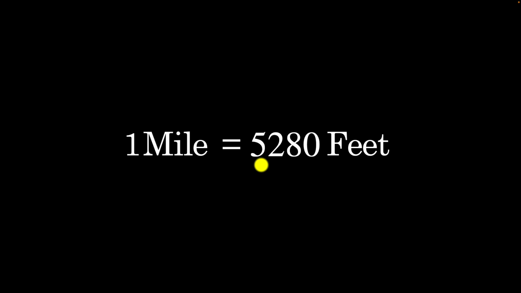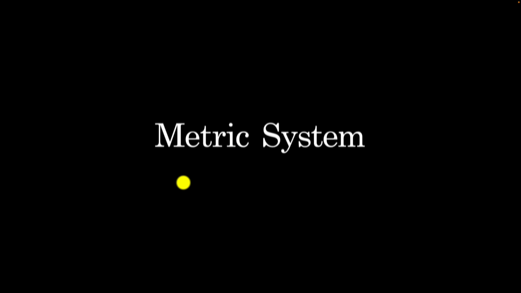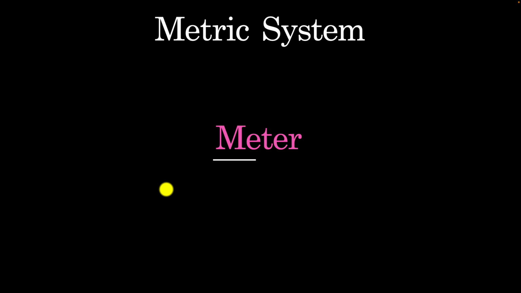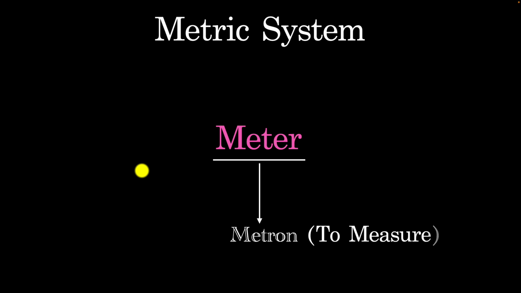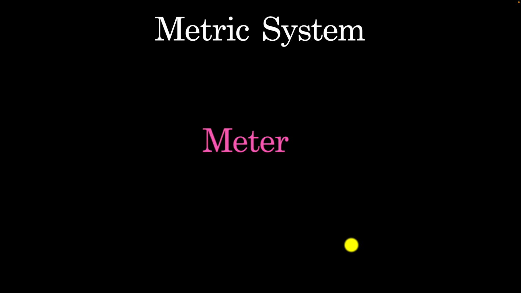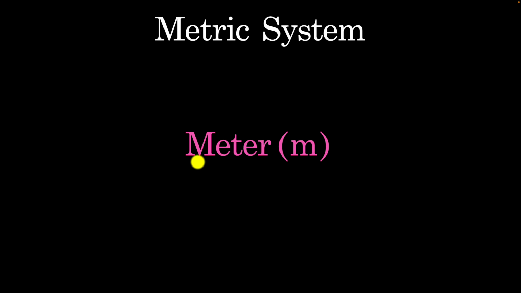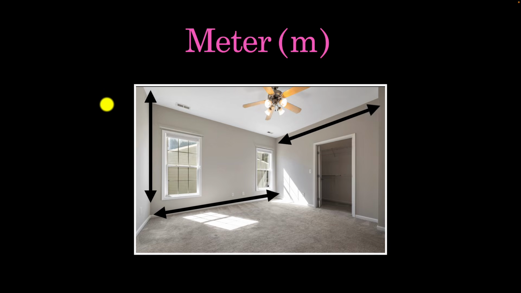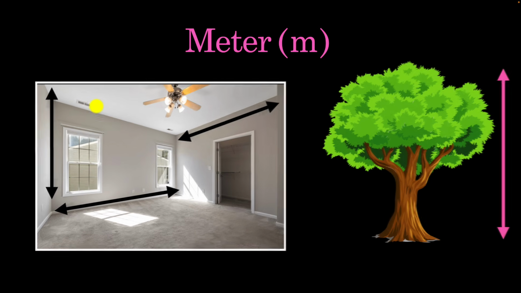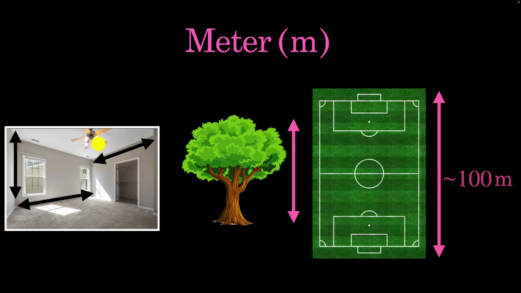And it was the French who eventually came up with the metric system. This is the system that we use today. The unit of length in the metric system is the meter. The meter comes from the Greek metron, which means to measure, and it's abbreviated as small m. A meter is slightly bigger than a yard. So it's great for measuring things like the dimensions of a house or maybe the length of a tree, or for that matter, the size of a soccer field, which is roughly 100 meters.